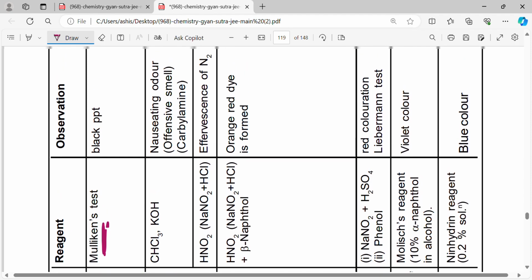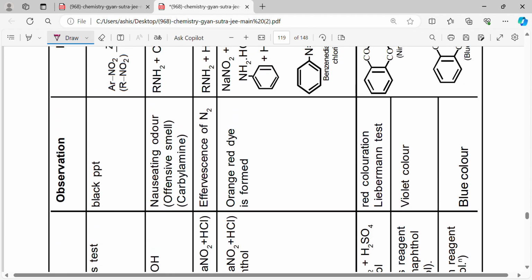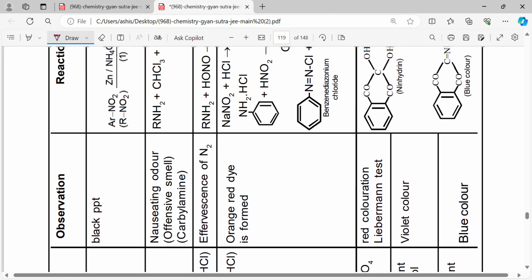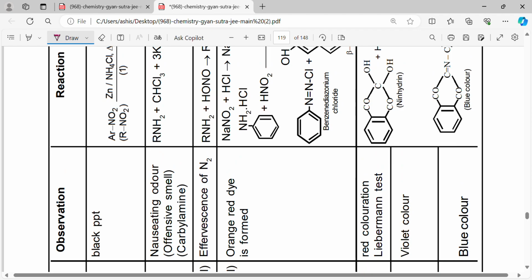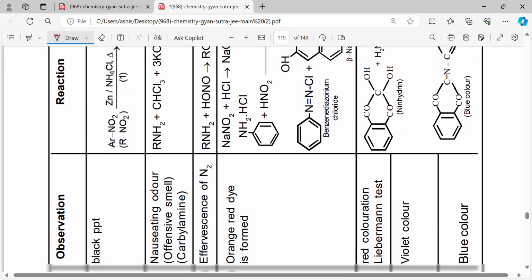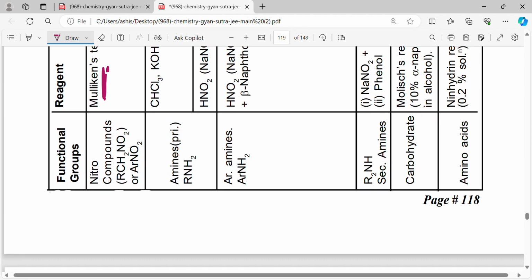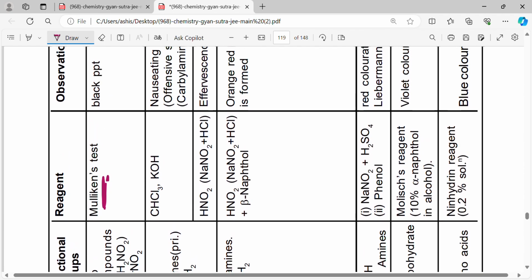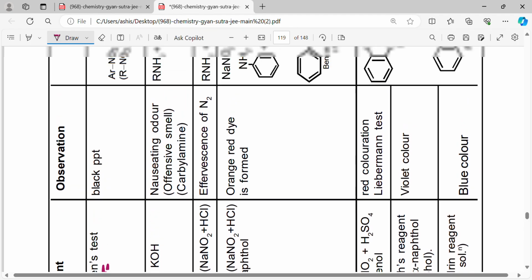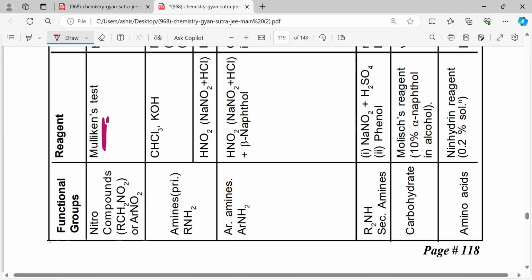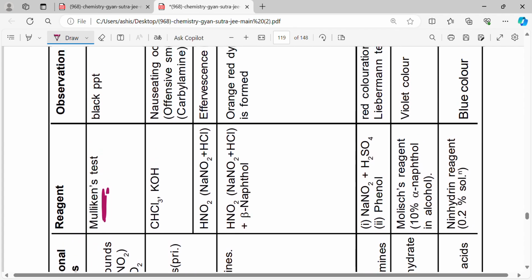Amines, yes, amines can be identified by CHCl3 and KOH, especially 1 degree amine. If 1 degree amine reacts with chloroform and KOH, that is called the carbylamine test. We will get the offensive smell of isocyanide. So that is also called the isocyanide test. That should be 1 degree amine. Only 1 degree amine can give the isocyanide test. Then if 1 degree amine reacts with NaNO2 plus HCl, we also get effervescence of nitrogen.